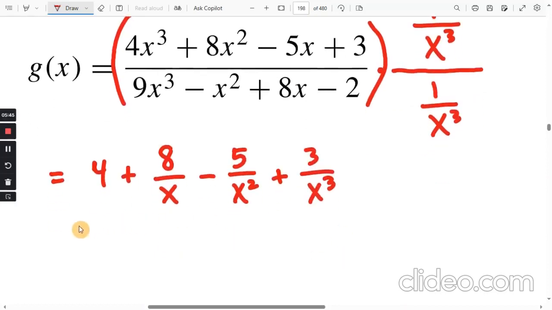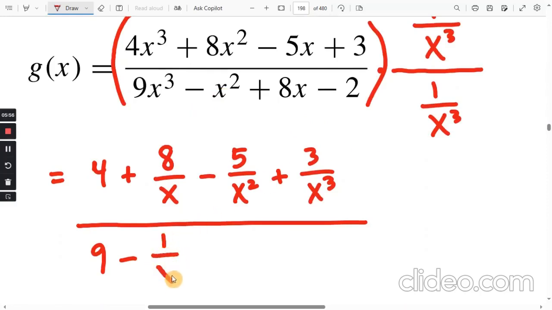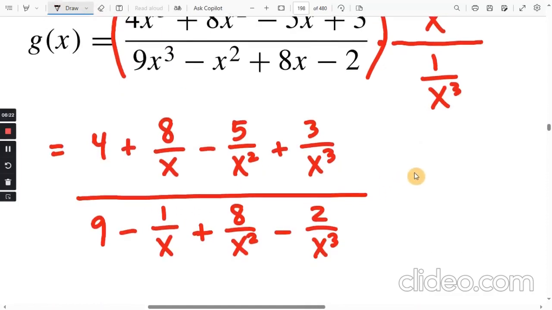On the bottom, 9x to the third divided by x to the third is 9. Negative x squared divided by x to the third is negative 1 over x. Positive 8x divided by x to the third is positive 8 over x squared. Minus 2 over x to the third is as is, negative 2 over x to the third. Okay, and now what happens as x goes to infinity?